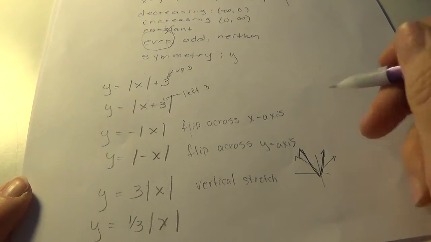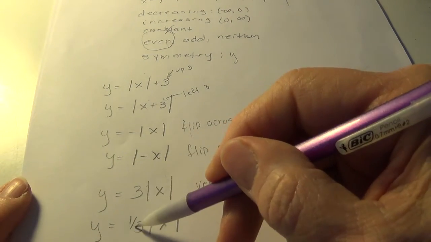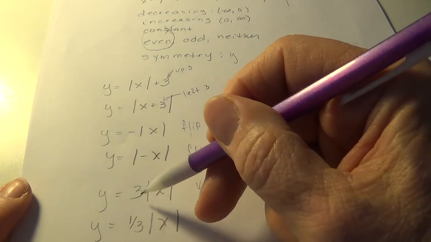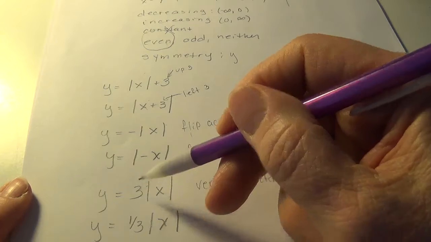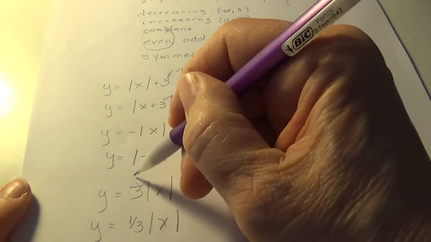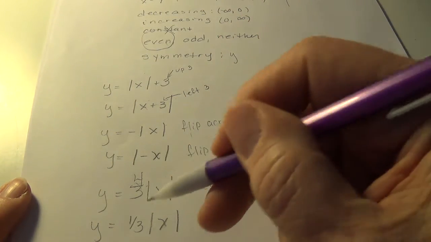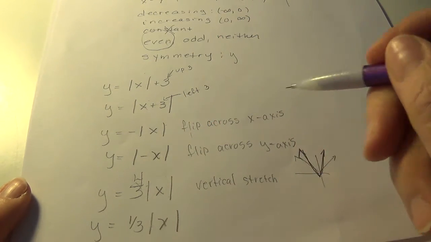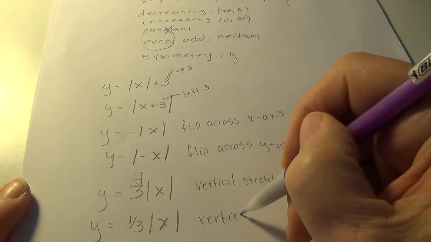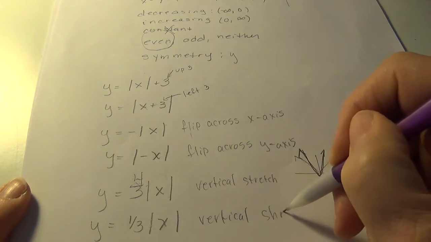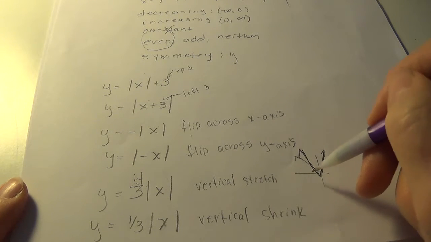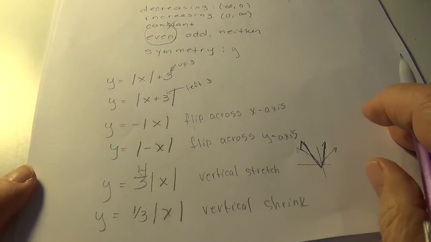And the other way, when this is a non-fractional number, it can be fractional, but it's got to be greater than 1. So it could be like a 4/3, and that would also cause a vertical stretch. But a 1/3, if it's between 0 and 1, we have a vertical shrink. So that would make the original graph get fatter and closer to the x-axis.